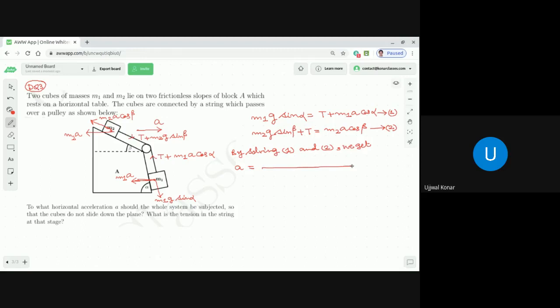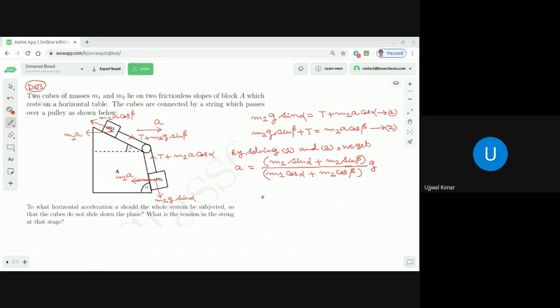Tejas and Pratik, you didn't answer the value of the acceleration. That is also part of the question. So it is m1 sine alpha plus m2 sine beta divided by m1 cos alpha plus m2 cos beta, into g.